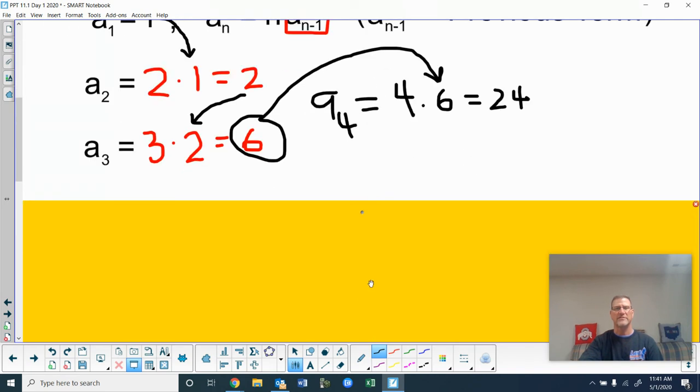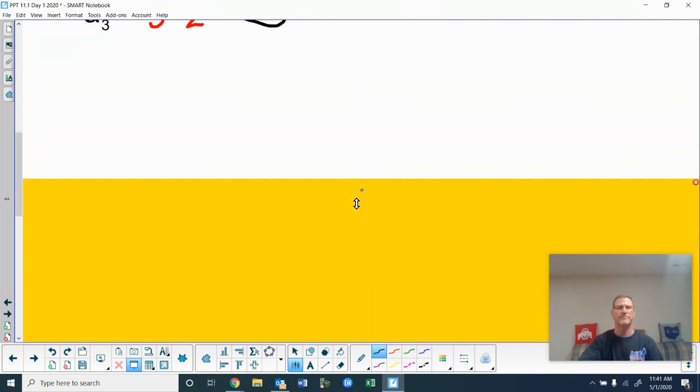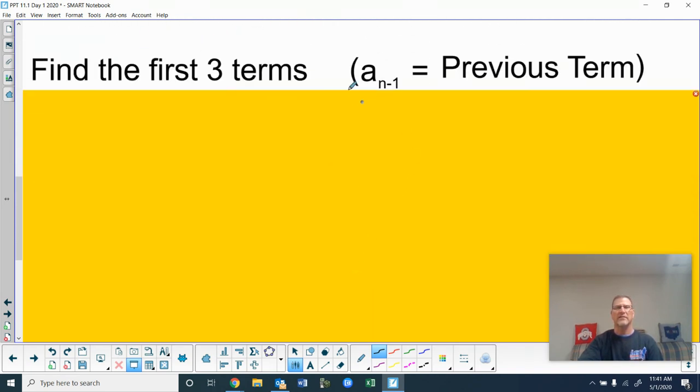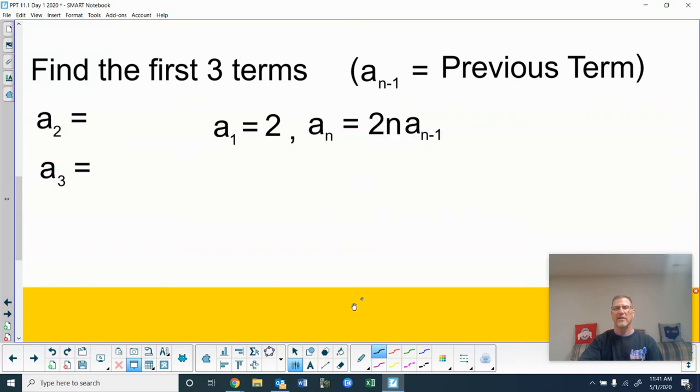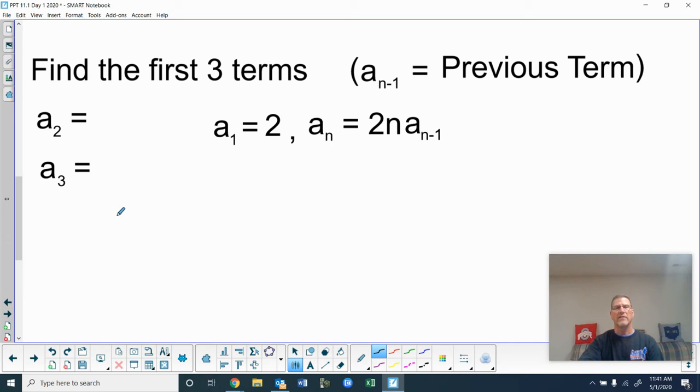All right, let's look at one more of those examples. Again, we're finding the first 3. They'll give you the first one to start. All right, so let's find the second one. So this time the first term was 2. And in this rule, the nth term is 2 times whatever term you're looking for times the previous term. So we're multiplying 3 numbers.